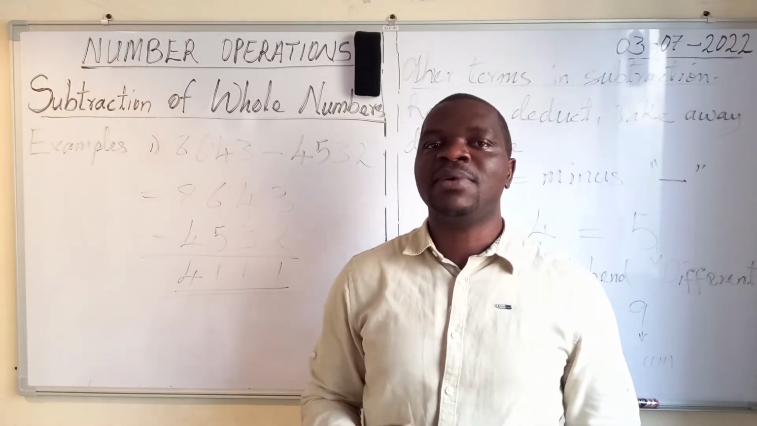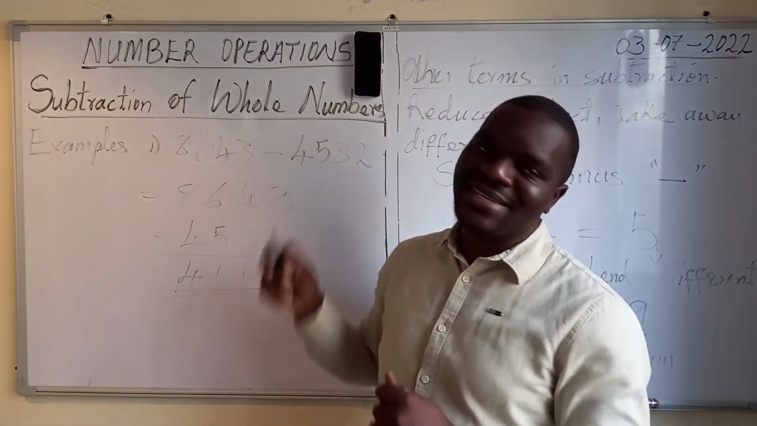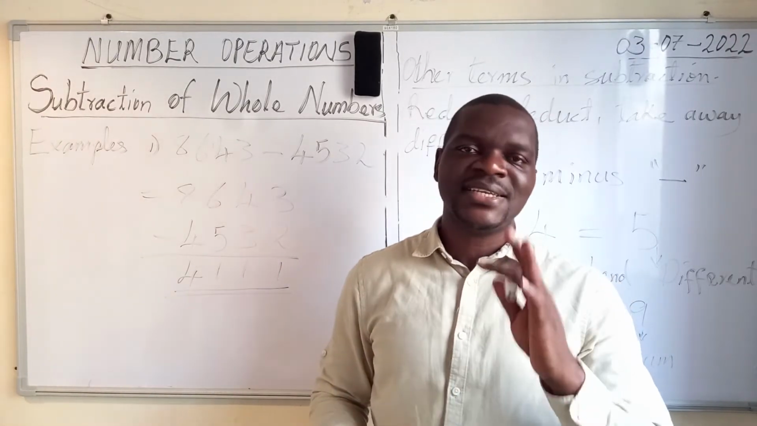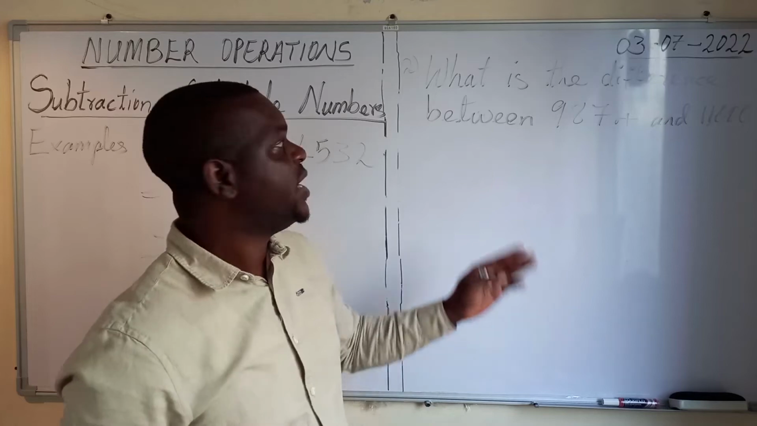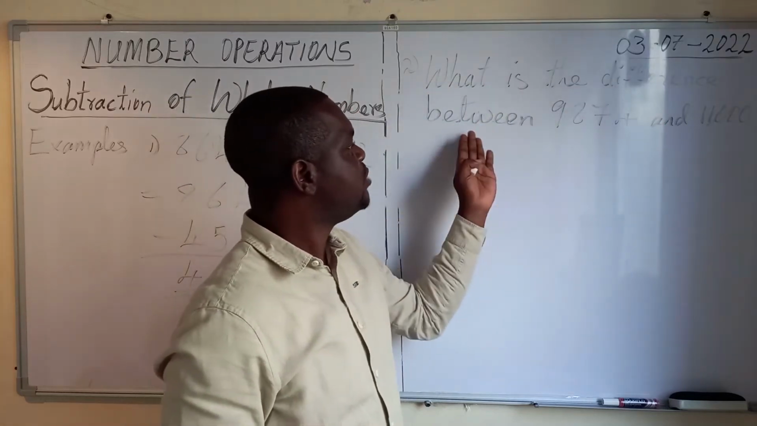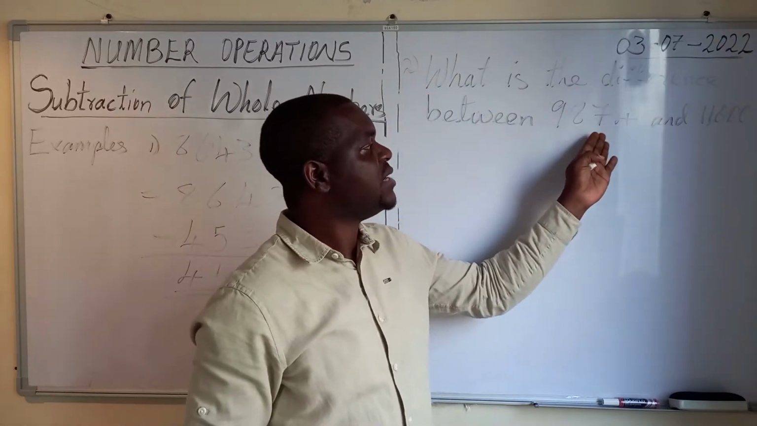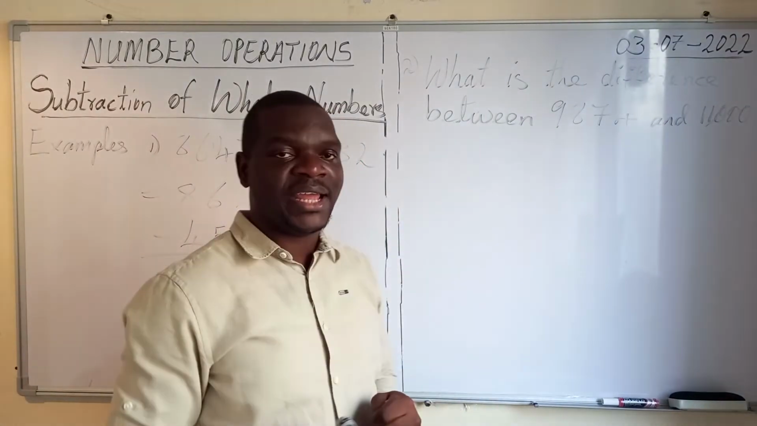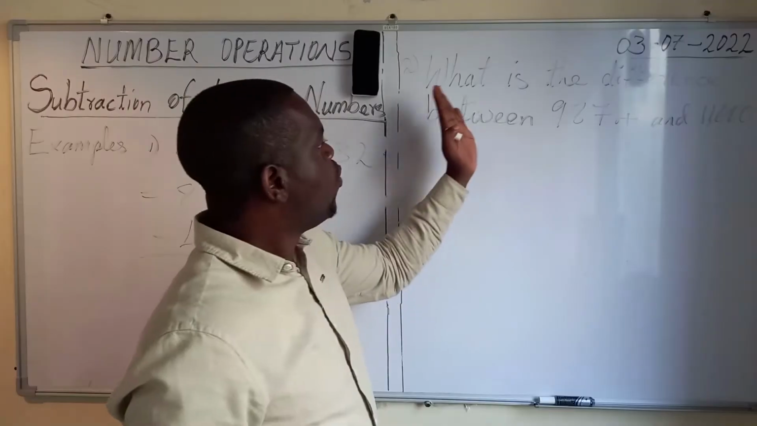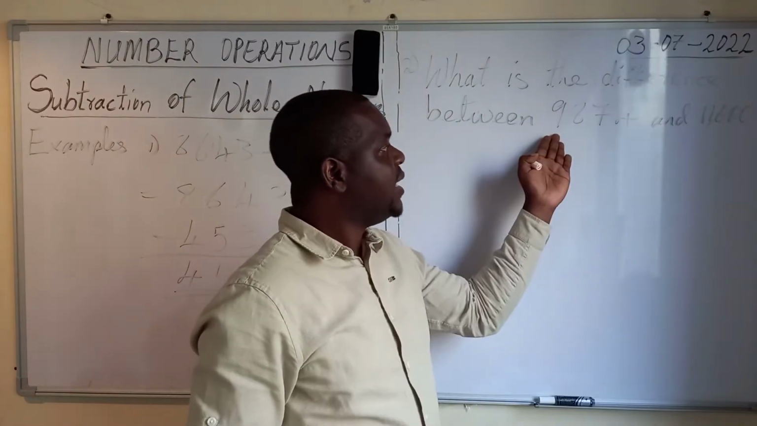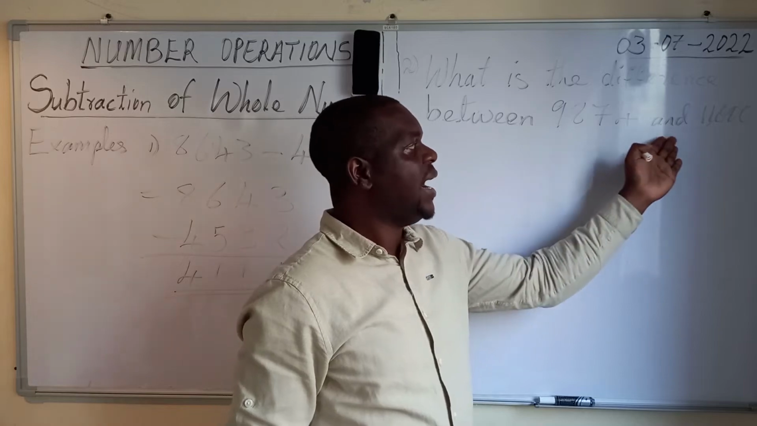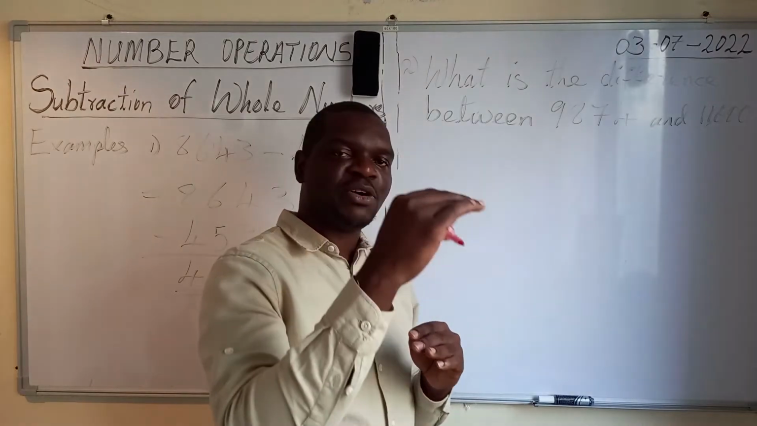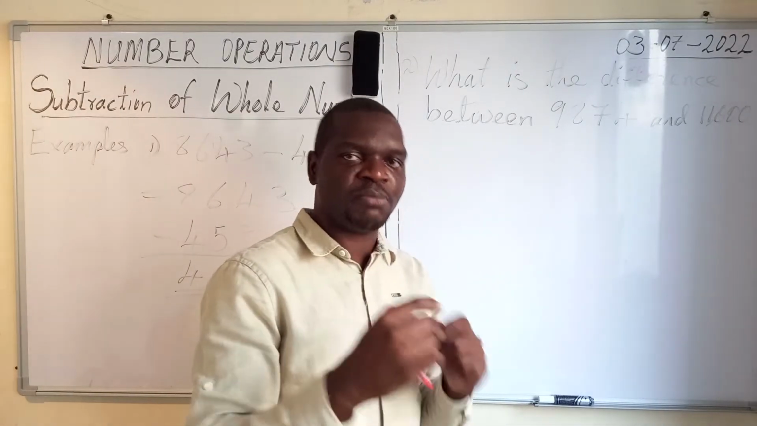Okay, we are going to look at the second problem. The second problem has a different term other than the sign, but it simply means subtraction. So let's look at the second example. Let's read the problem together. What is the difference between 9,874 and 11,000? Difference, as we've mentioned earlier, simply means subtraction. In this situation, we simply place the larger number above and subtract the smaller number from it.